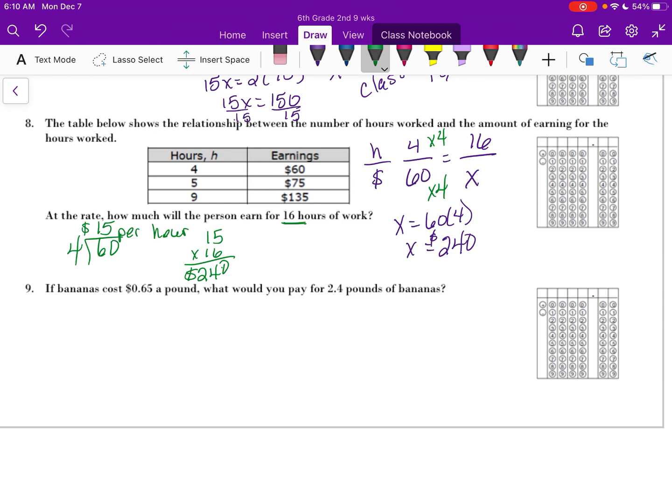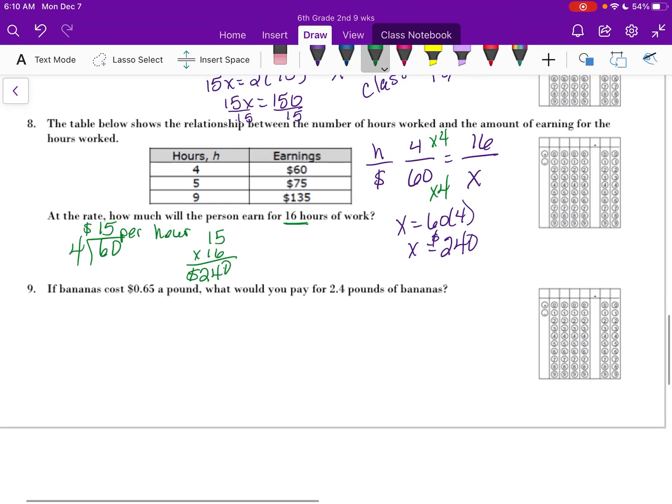All right, so last one. Now, most of you, when you read number 9, you're going to think, oh, we just multiply those. You are correct. You just multiply to get that answer. But I wanted to show you that you could set up a rate. So it says if a banana costs 65 cents a pound, what would you pay for 2 4/10 pounds of bananas? So that 65 cents is going to repeat 2.4 times, right? So we know it's multiply. But if you didn't know, if you were confused, you could set up a ratio and a proportion.